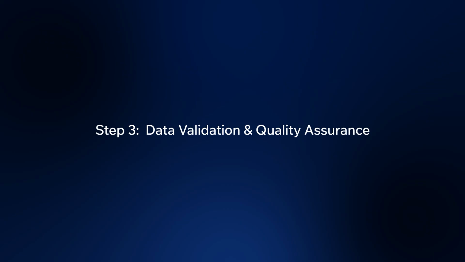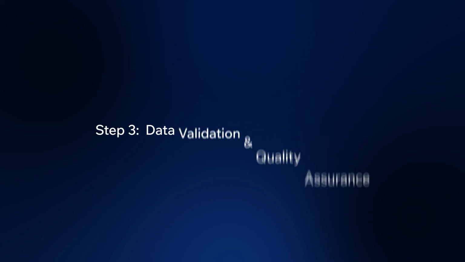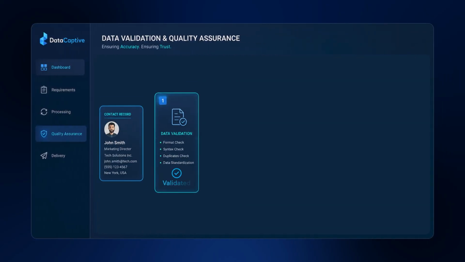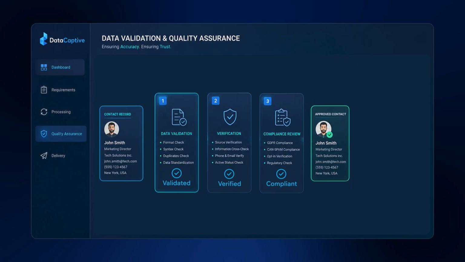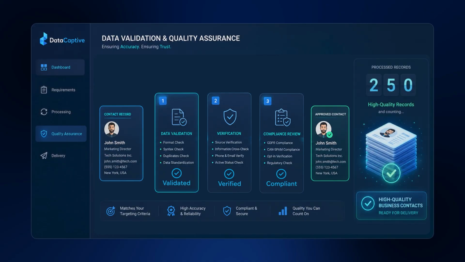Step 3. Data validation and quality assurance. Once your requirements are finalized, our data specialists begin building your custom contact list. Every record undergoes multiple quality checks, including data validation, verification, and compliance review to help ensure accuracy, relevance, and reliability. Our team works to deliver business contact data that aligns with your targeting criteria while maintaining high data quality standards.